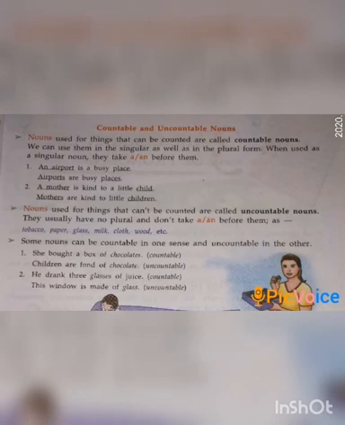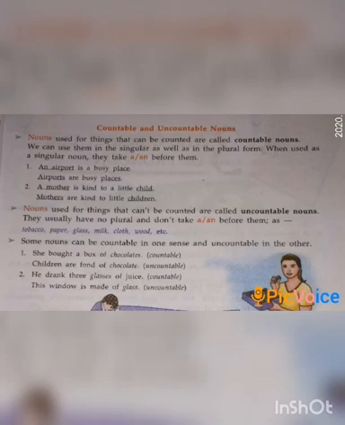An airport is a busy place. Airports are busy places. A mother is kind to a little child. Mothers are kind to little children. Nouns used for things that can't be counted are called uncountable. They usually have no plural and don't take a or an before them. We cannot use a or an before them. Okay. Then tobacco, paper, glass, milk, cloth, wood, etc.